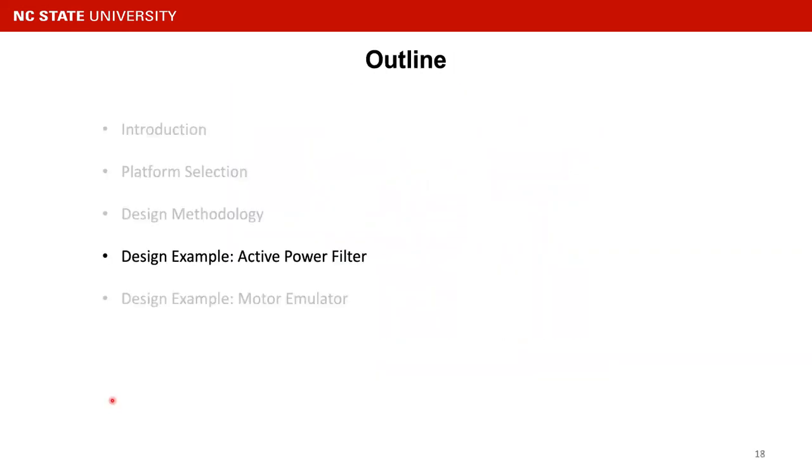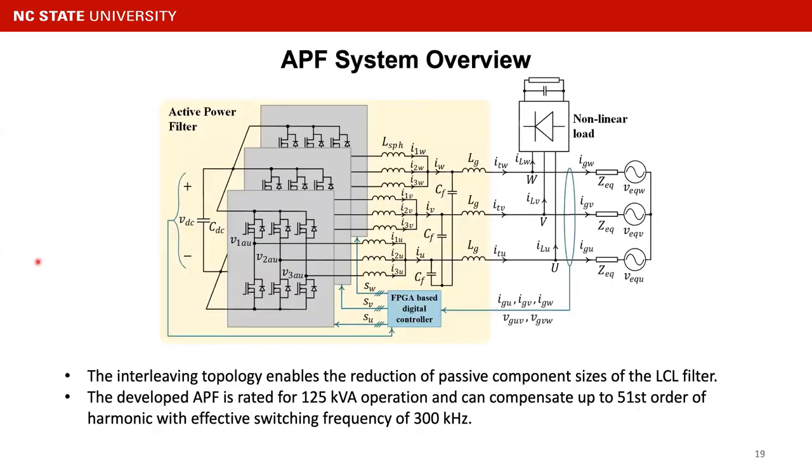Now let's look at one of our design examples. This one is for an active power filter. So here's the APF system overview. Basically, we have a nonlinear load here, and here's the grid, and we have a shunt-based active power filter, which can compensate for the nonlinear current required by our nonlinear load. And we utilize the interleaving topology, which enables the reduction of the passive component sizes of the LCL filter here.